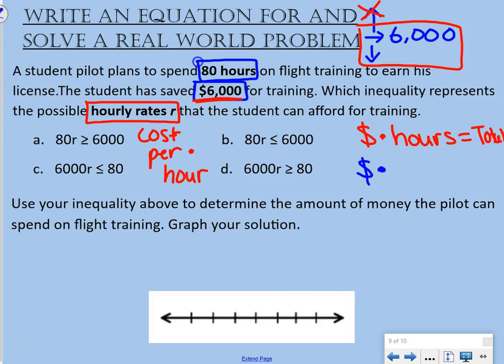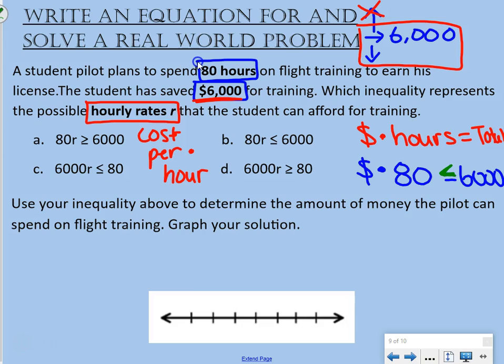We know the hours that he's going to work. He wants 80 hours of flight time. And then that will equal his total amount saved, which is $6,000. However, he doesn't have to spend only $6,000. He could spend less than that $6,000. So we could put a less than or equal to sign.